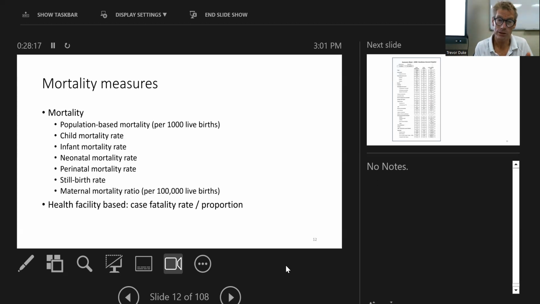But that's clear. And then the maternal mortality ratio, which we've talked about, per 100,000 live births. So most of these other ones that relate to children are out of 1,000 live births, and the maternal mortality ratio is out of 100,000 live births. Can you think of a reason for that?